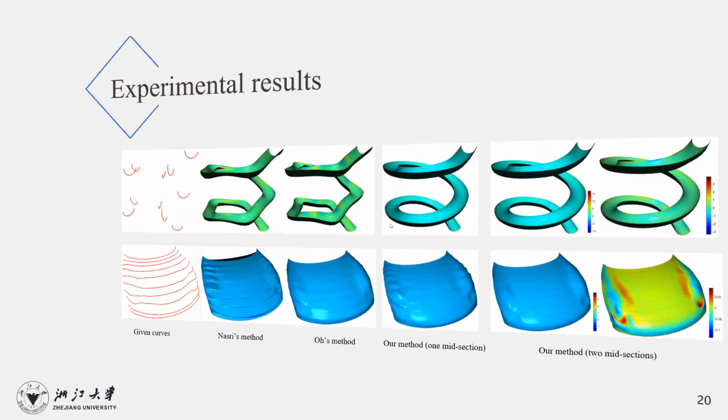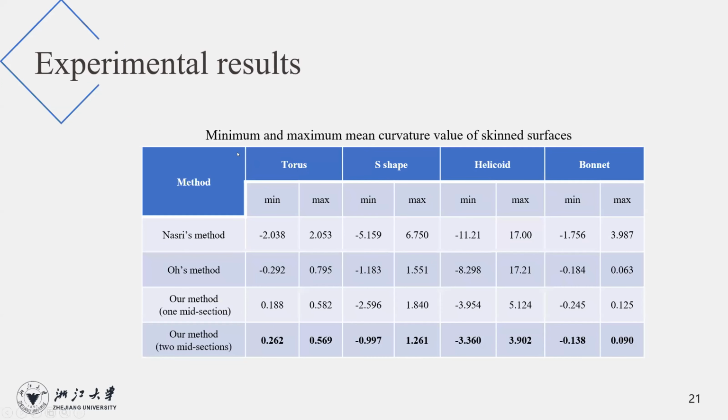And here, the minimum and maximum mean curvature values of the skin surfaces are listed in this table. The skin surface generated by our method with 2 intermediate sections possesses the largest minimum curvature value and the smallest maximum curvature value among the skin surfaces, showing that the surfaces are generated with high quality compared with others.